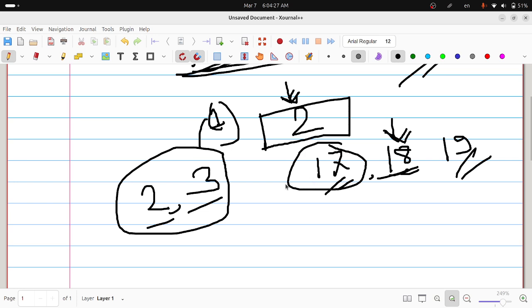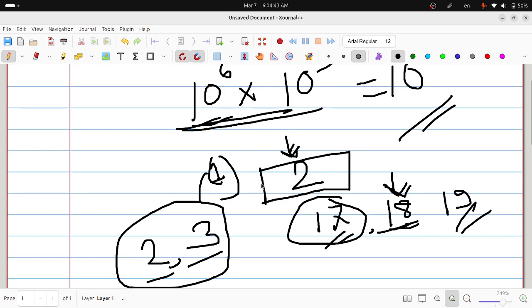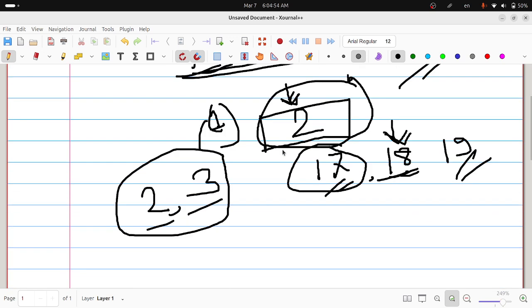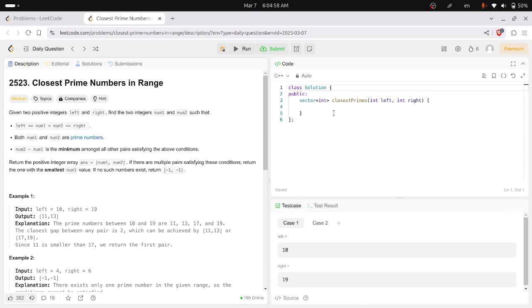And what else can we do to optimize it? If we can iterate till we get a pair that has a distance of 2, we can see if that works. I think that will work, but can I prove it? Okay, let's try first, and then I'll try to prove it later.